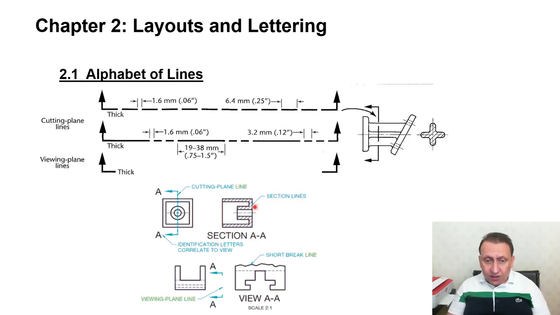So what are section lines? Section lines represent the material when you do the cut, these lines parallel at 45 degrees. These lines are called parallel section lines. Okay? Viewing plane line, on the other hand, is the line that does not cut the object, but it points to the place where you have to look at the object. As an example, I'm telling you, this is the front view, and if you look from this side, you will be able to see this profile. So that's why you are using viewing plane line.